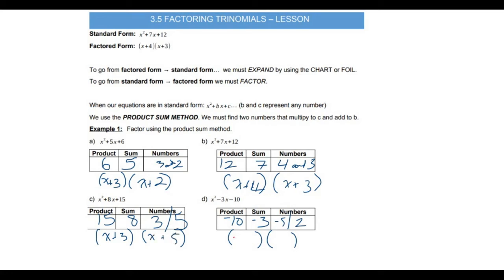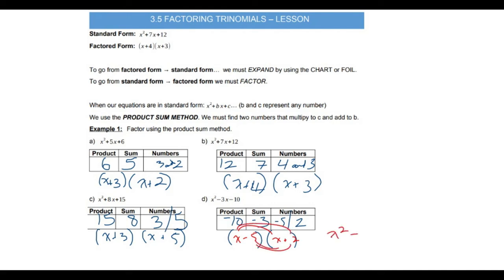Let's double check that what we are doing will work out to be the same, especially on this last one because it is a little more complicated. So let's check. We've got x minus 5 and then x plus 2. So we've got double rainbow on top, double rainbow on bottom. You will find that x times x is x squared.